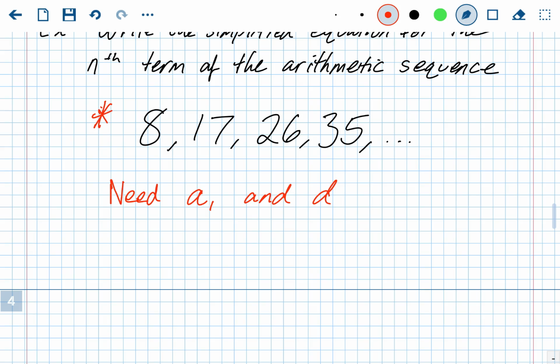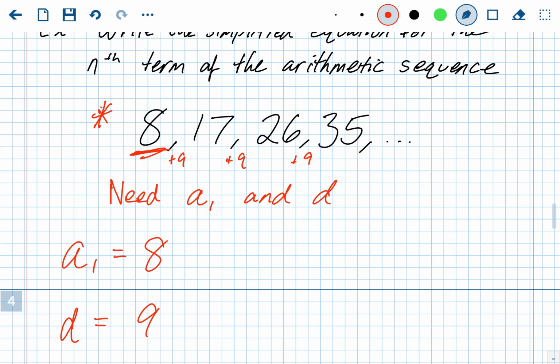This is the sequence, so we can see the first term. The first term is the first one that's listed, so a sub 1 is simply 8. We also need d, the common difference. The common difference isn't hard to find. You just have to figure out what the pattern is. How do we go from 8 to 17, and from 17 to 26, and from 26 to 35? The pattern, as you can probably tell, is plus 9. Between each of these terms, to get to the next one, is plus 9. So we've got our common difference.